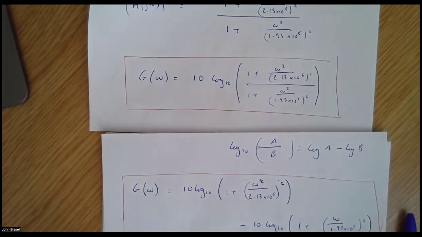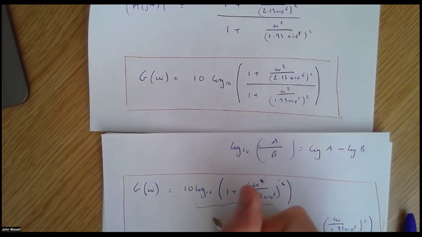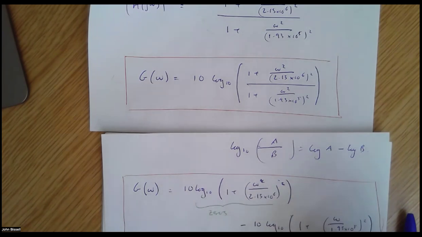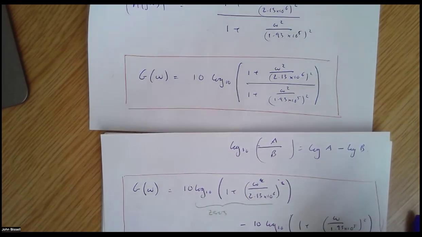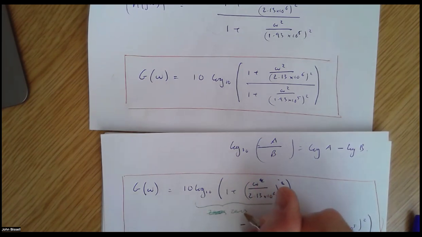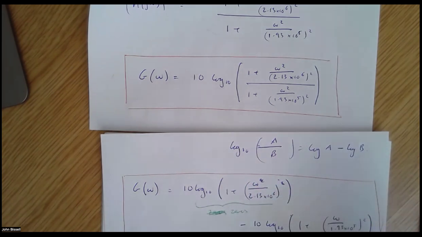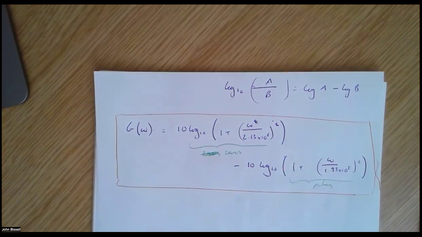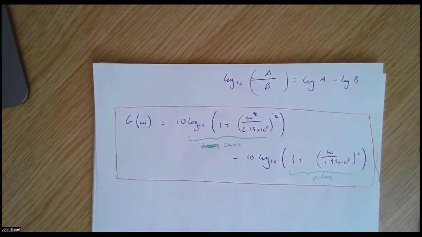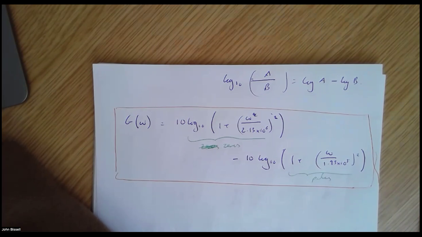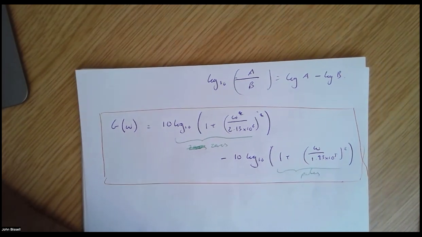So this first bit is the contribution from the zeros, and this is the contribution from the poles. Happy with that? I think that's my interpretation of this.